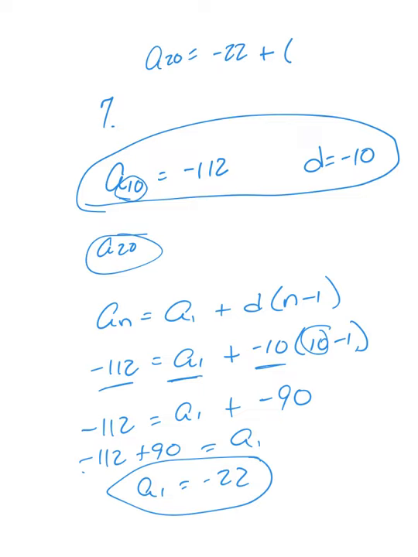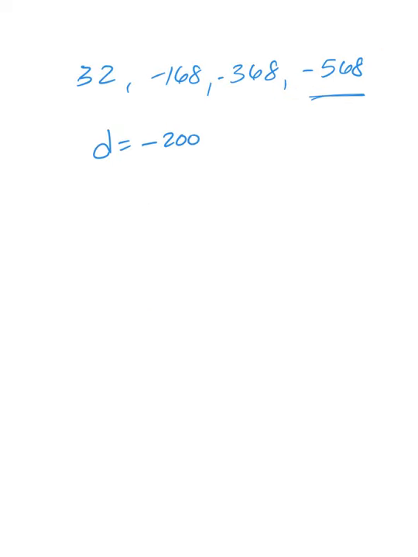A20 equals -22, which is A1, plus D, which is -10, times 20 minus 1. And you just put all that in your calculator. You went 32 to get to 0. And then another 168 to go into the -168 is -200. You went left 200 on the number line.